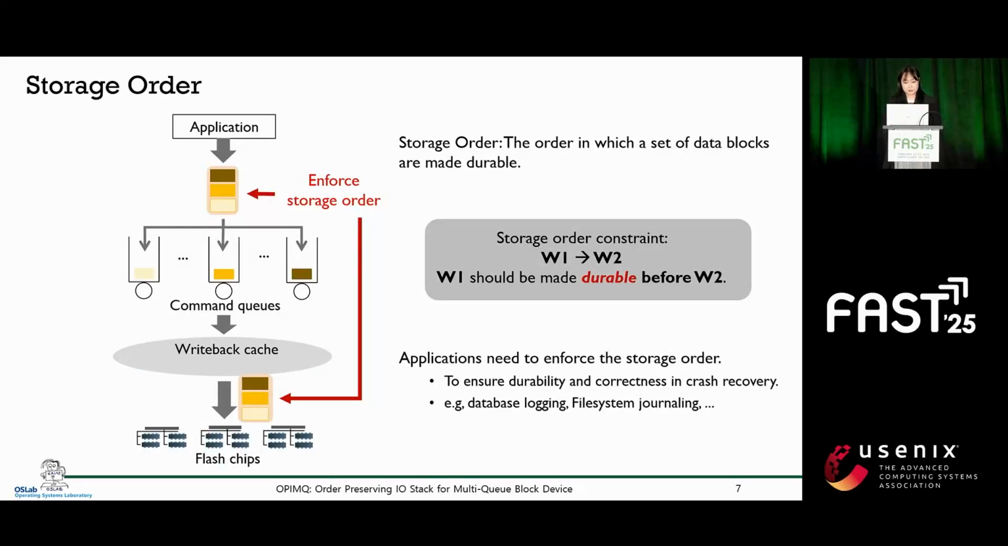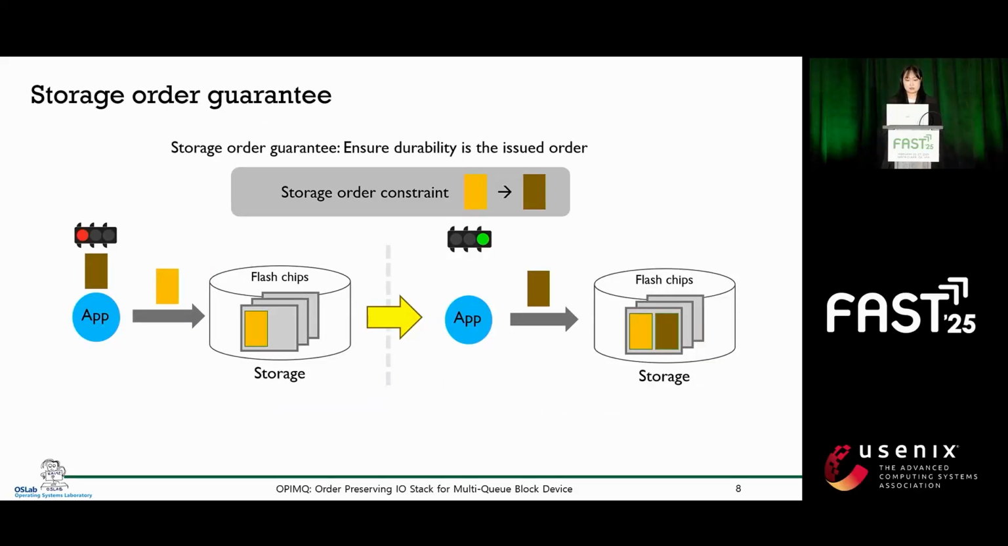Applications are responsible for enforcing write order, known as storage order, the sequence in which data becomes durable in storage. In database logging and file system journaling, enforcing storage order is needed to ensure durability and correctness in the event of a crash. Applications must enforce a storage order using costly mechanisms. To ensure the writes are durable in the correct sequence, an application must wait until all preceding writes are fully persisted before dispatching the next one. This strict enforcement limits parallelism and increases latency.